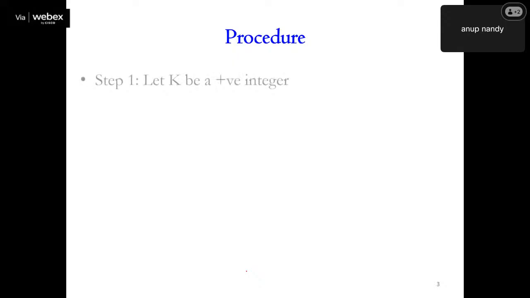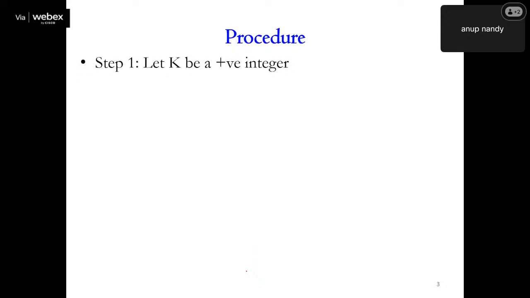Now the procedure. First step: let k be a positive integer. So k will be your positive integer. How do you choose k? I'll explain that to you later.